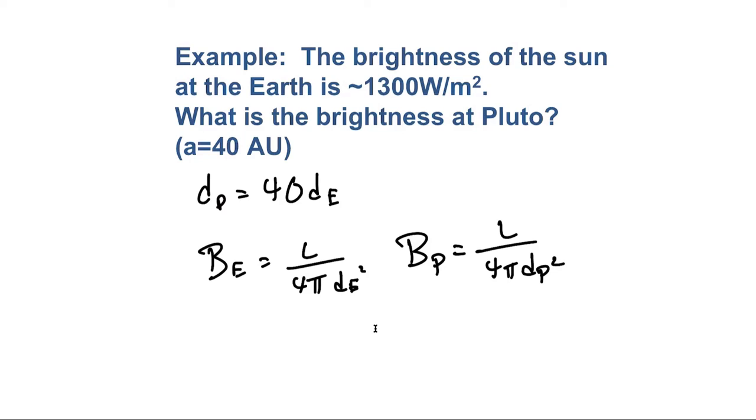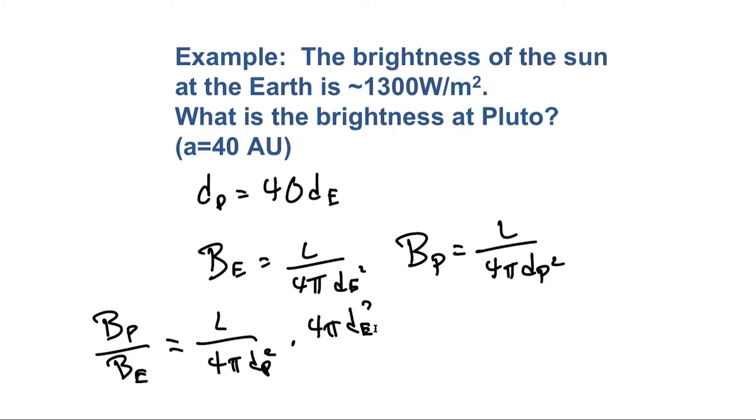Let's do a ratio. The brightness of Pluto divided by the brightness of the Earth is equal to, let's do Pluto first, L over 4 pi dP squared, divided by the brightness of the Earth. And I can do 1 over L over 4 pi dE squared, or I can just flip this all around and do 4 pi dE squared divided by L. Since B_E is on the bottom, I take my B_E formula, brightness at Earth, and flip it around, and that's 1 over that thing.